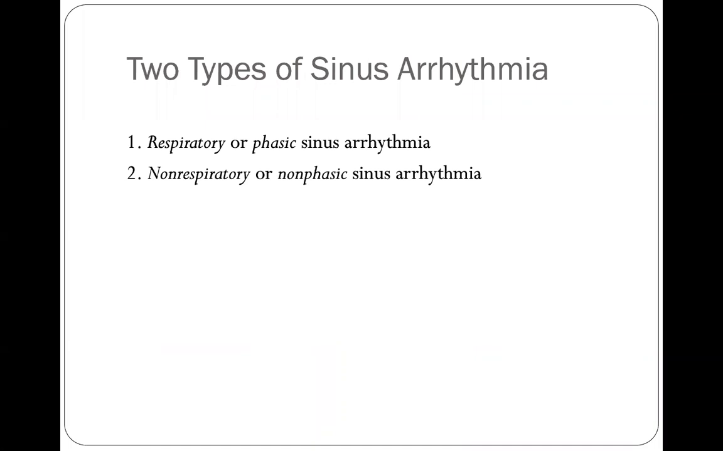The two types of sinus arrhythmias are respiratory or phasic, and non-respiratory or non-phasic. The respiratory sinus arrhythmias will change based on respirations. The non-respiratory sinus arrhythmias are arrhythmic and have no tie to your respirations at all.